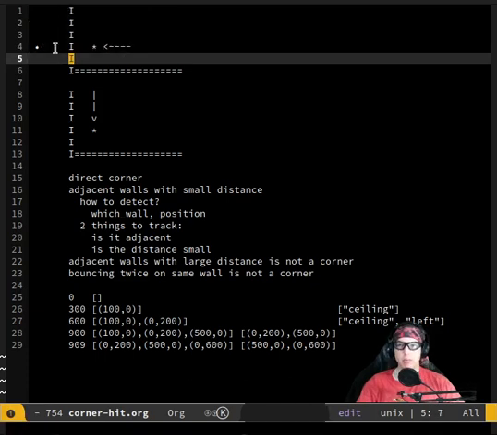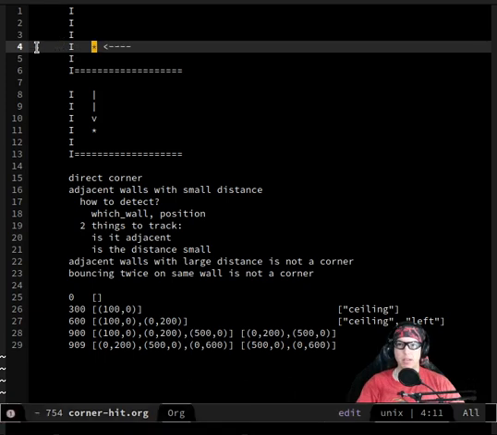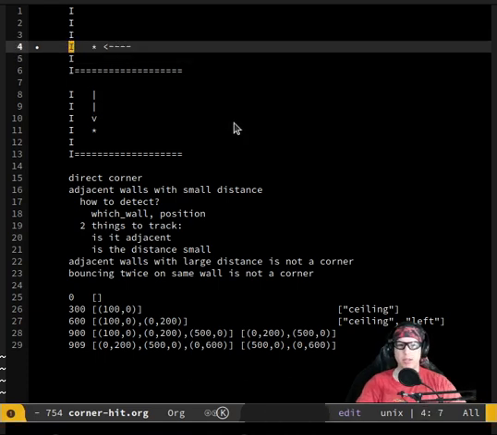Whereas with the machine, telling the computer precisely how we knew that it was this wall is going to be a little bit more complicated. We'll have to be explicit about it, and that's hard. Harder anyway.